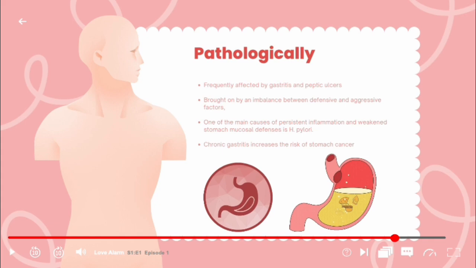Pathologically, the stomach lining is frequently affected by gastritis and peptic ulcers, which are frequently brought on by an imbalance between defensive factors such as mucus and bicarbonate, and aggressive factors like stomach acid, pepsin, and H. pylori infection. One of the main causes of persistent inflammation and weakened stomach mucosal defenses is H. pylori. This imbalance causes ulceration and inflammation, which can contribute to bleeding and obstruction of the stomach outlet. Chronic gastritis increases the risk of stomach cancer since it can worsen and require medical attention.